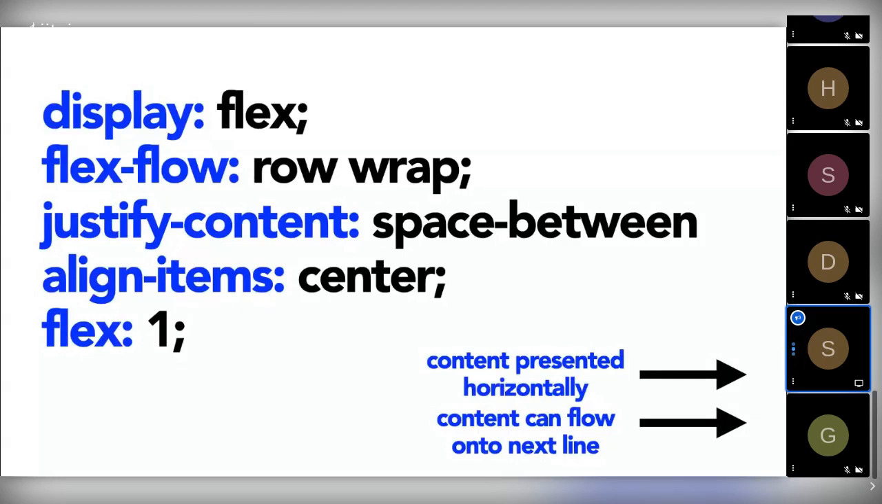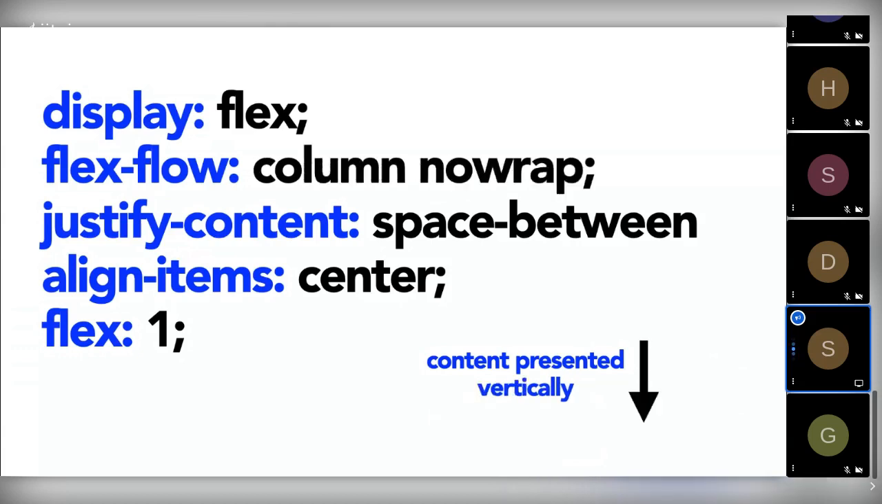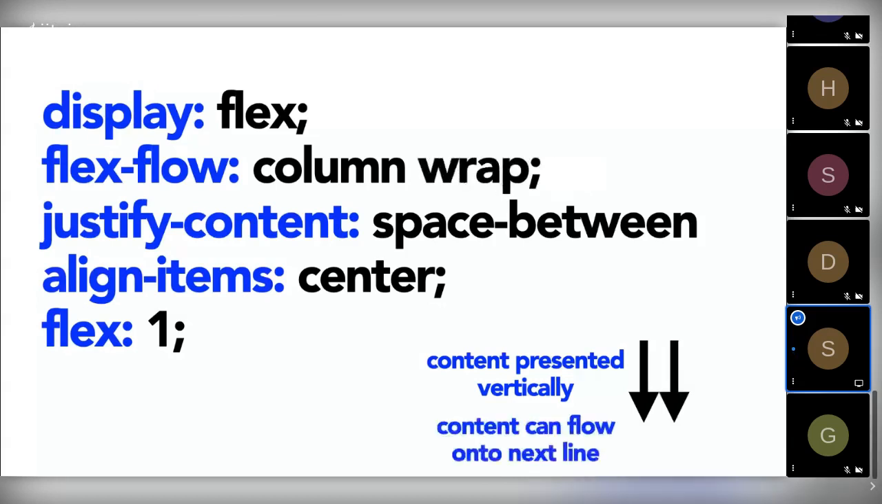Okay, so just to show you a couple other ones, we've got column no wrap, which would present content vertically, which is what we're used to really when you're not using layouts. Or you could do column wrap, and then that's going to make content wrap onto new lines.